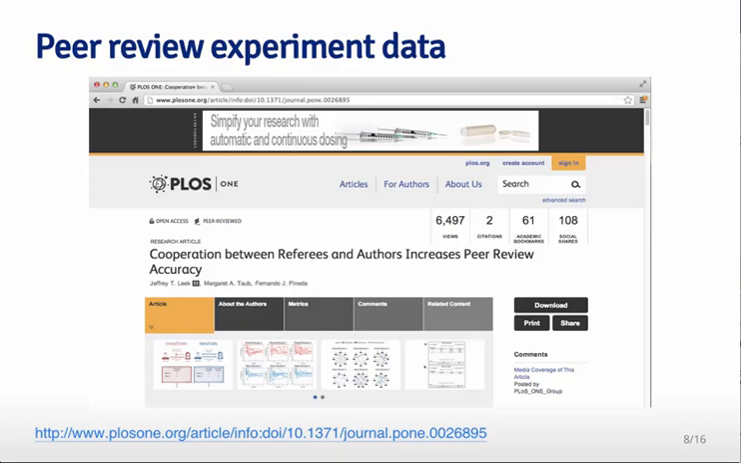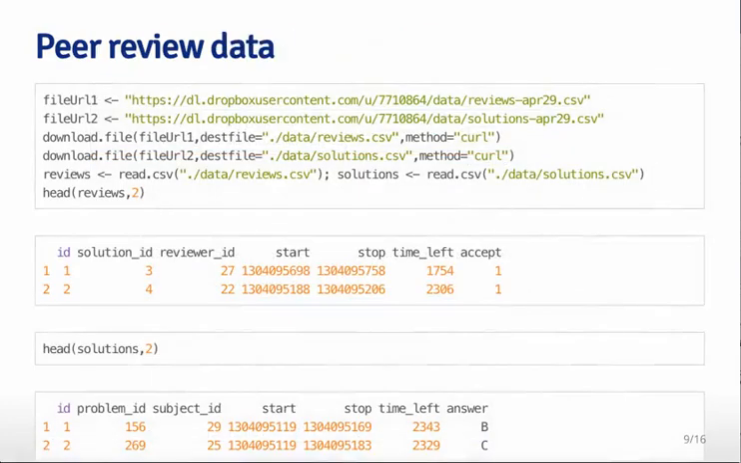I'm going to go back to this peer review experiment data to show you some other ways that you can manipulate text variables in order to get the answers that you need. So again, I'm going to download the data from the internet, and store it into two data frames. One is the reviews data frame, and one is the solutions data frame, where reviews is the set of problems that have been reviewed by peers in this experiment, and solutions is the set of the SAT questions that have been submitted by people. So I can see the data set again looks like this.